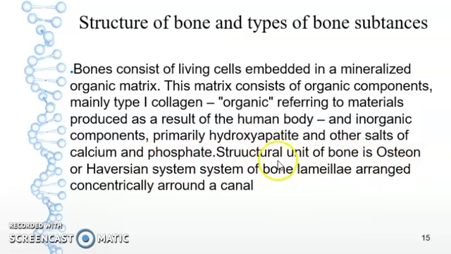So the system inside the bone is the osteon or Haversian system. Note, guys, this is the most important line of this slide. The osteon or the Haversian system of the bone is lamellae arranged concentrically around a canal. So that's the Haversian system.